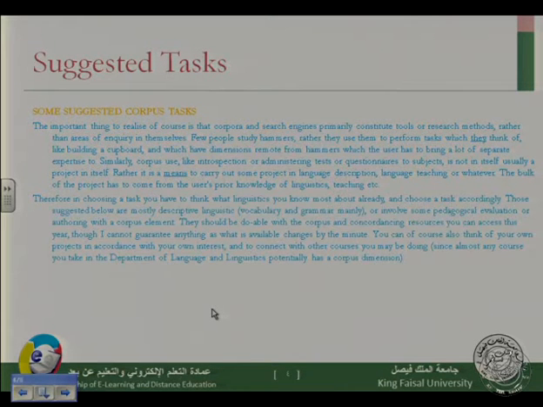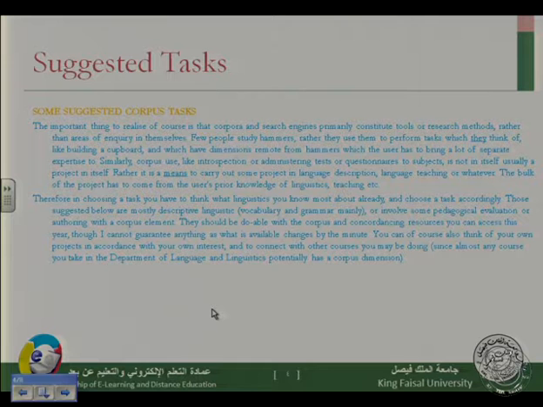Therefore, in choosing a task, you have to think what linguistics you know most about already. So if you want to choose a task for yourself or for your students, think of something that you already know, you think you are strong in, so you can search for it. It's no good searching, for example, a corpus about Shakespeare, poetry, poems, drama, plays, etc., and you don't have all the knowledge about Shakespeare. So those suggested below are mostly descriptive linguistics.